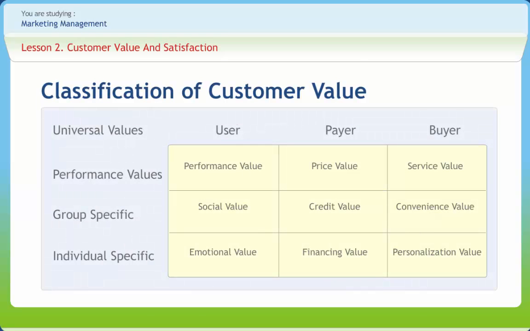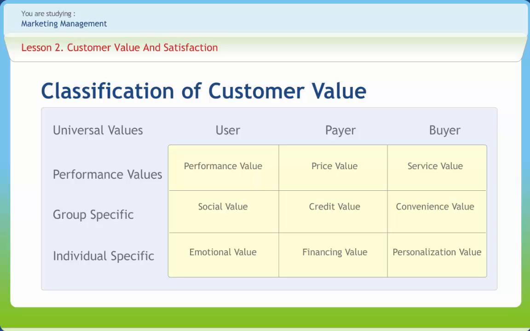Customer value can be classified on the basis of customer roles and values. Customer value is the difference between total customer value and total customer cost. Seth and Mittal have classified product or service value to be universal, personal, or both. Universal values are defined as values that satisfy the needs of the customer. Personal values are those that satisfy the wants of the customer.